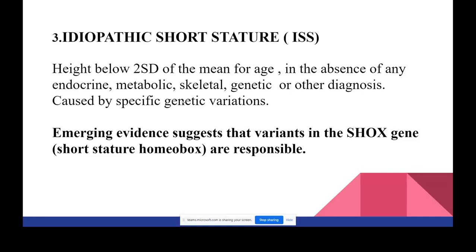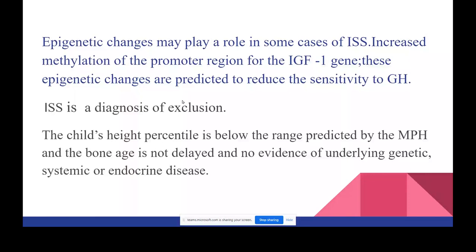Now, what is this variation of the SHOX gene? It's actually explained by the epigenetic changes. I don't have a good knowledge of genetics, but we can understand the principles or the basics behind the epigenetic changes. Now, these epigenetic changes increase methylation of the promoter region for the IGF gene. So, the normal IGF-1 gene is a little bit changed now because of the methylation process.